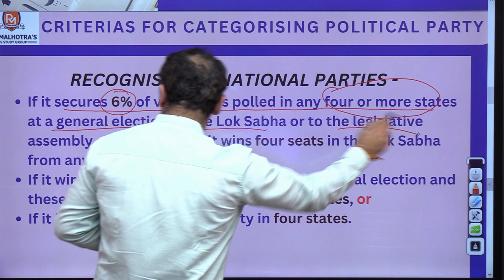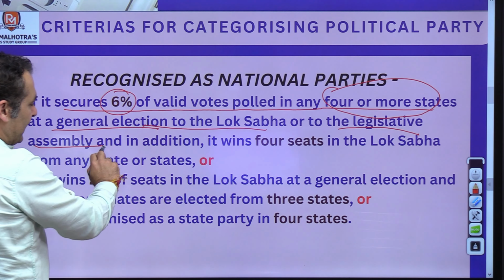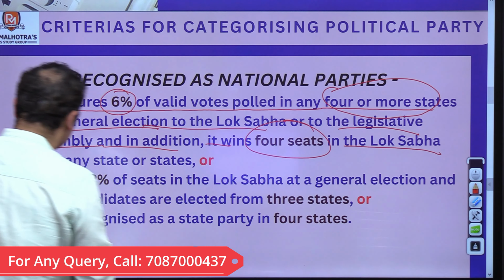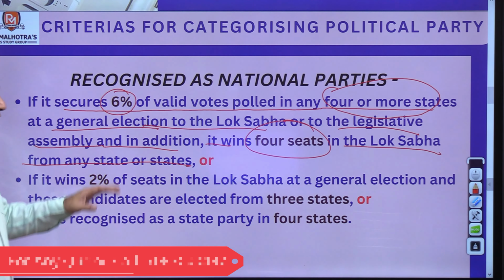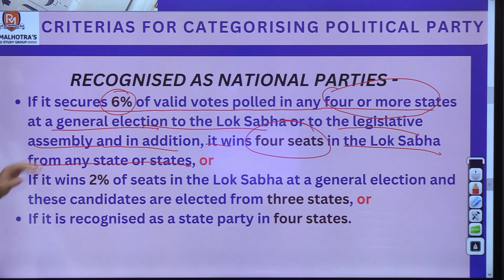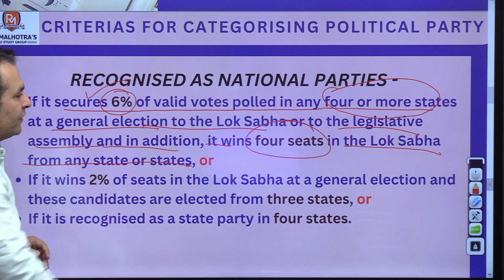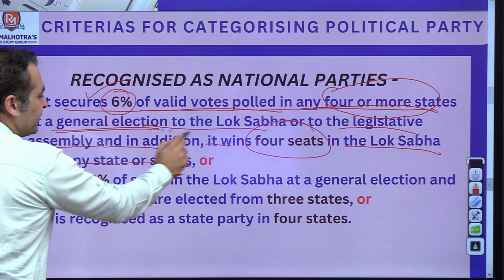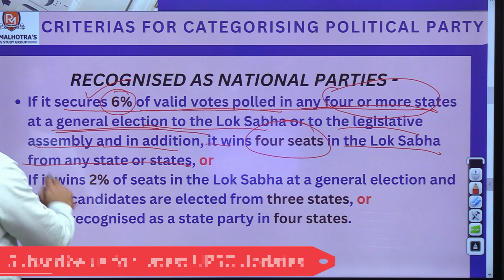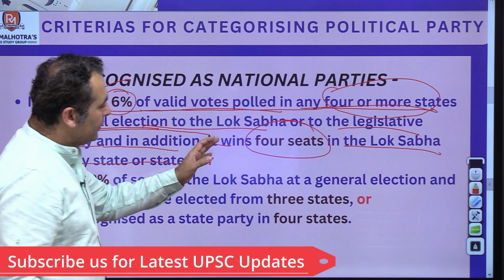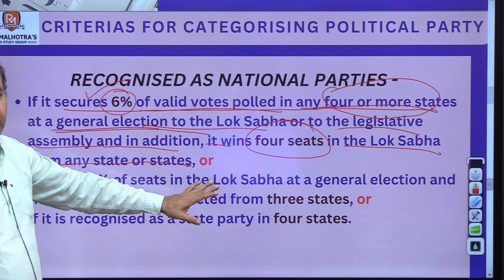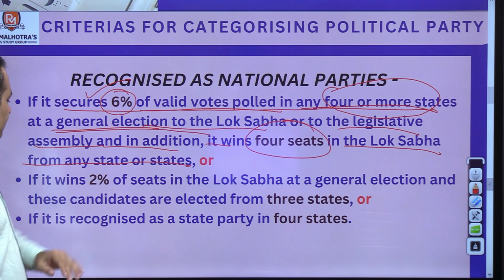general election to Lok Sabha or to the Legislative Assembly, and in addition it wins 4 seats in Lok Sabha from any state or states. So if you fulfill this criteria that you secure 6% of the valid votes polled in any 4 or more states at the general election to Lok Sabha or to the Legislative Assembly, and in addition you win 4 seats in Lok Sabha from any state or states, you get recognized as a national party.